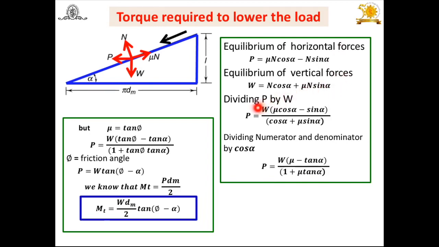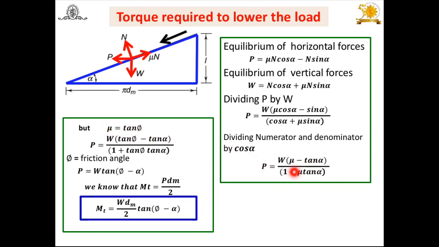Again, what you have to do is divide P by W, the same procedure that we have to follow. So doing this and solving for W, you will get W is equal to mu cos alpha minus sin alpha over cos alpha plus mu sin alpha, and dividing numerator and denominator by cos alpha, you will get P is equal to W (mu minus tan alpha) upon (1 plus mu tan alpha).